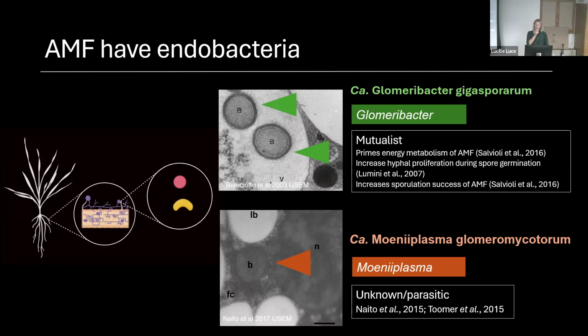Moyiniplasma is different from Glomeribacter phylogenetically, and it's also different in that we still have no idea what it actually does in the fungus. There is no experimental characterization of its role inside AMF. But there are some molecular evolutionary studies that indicate that Moyiniplasma endosymbionts possess characteristics of parasites.